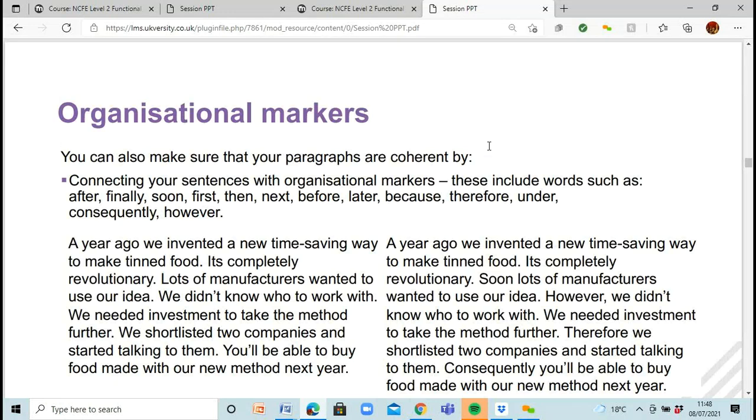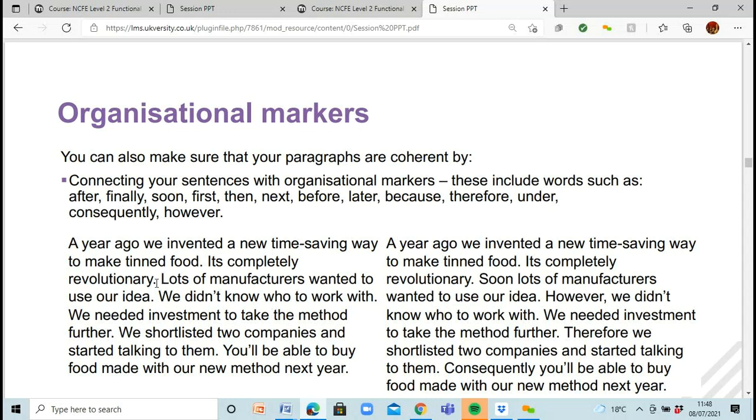And then you'll have something called organizational markers. With these, when you're writing your paragraphs, to make sure that they can hear it, you're going to be connecting your sentences. So you're going to have words like after, finally, soon, then, next.